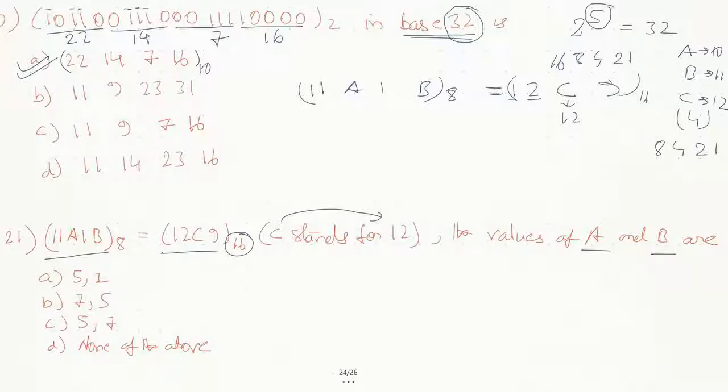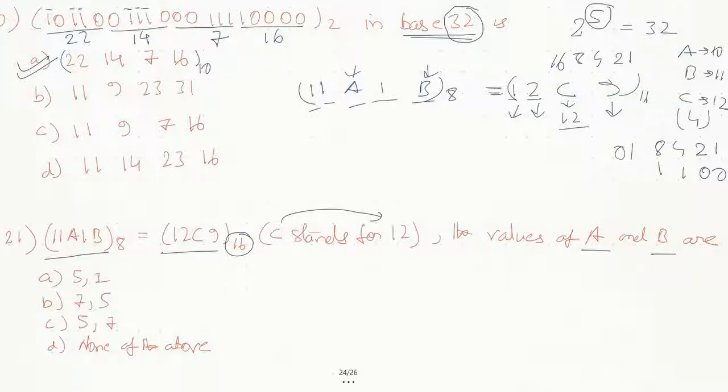12 means 1, 1, 0, 0, 8 plus 4, 12. Now let us convert all of them into their equivalent binary notation, and then we will group them in 3 bits and we will find the values of A and B respectively. So 9 means 8 plus 1, 9.